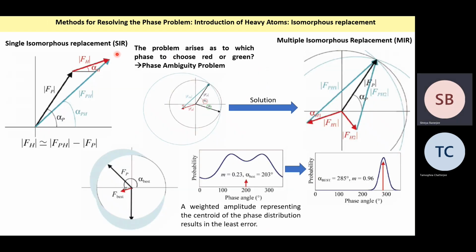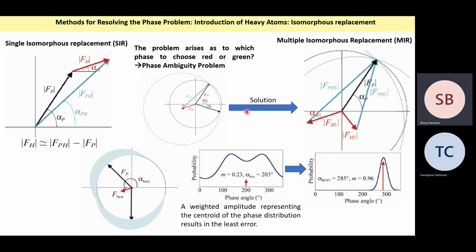But the problem that arises in single isomorphous replacement is that there is a phase ambiguity. Since you know the magnitude of FP, but you don't know the phase, FP can point upwards or downwards. Suppose you are not sure about the sign of the phase, which is alpha P, FP can point either upwards or downwards. So if you solve this phase angle, you will see that there are two possible phases. This is basically where the phase ambiguity arises.